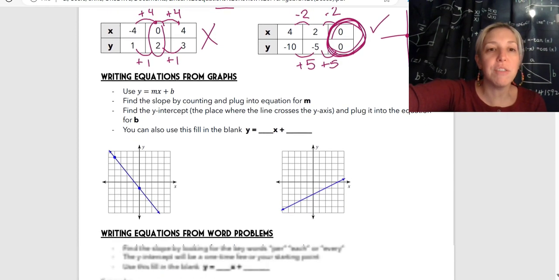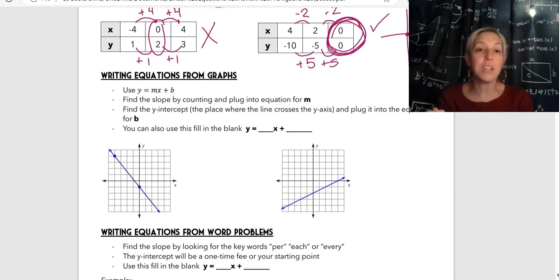The next section of your test is going to be writing equations from graphs, from word problems, from all kinds of different things. So I'm going to do 2 examples. I've given you kind of the step-by-steps. We always use y = mx + b.